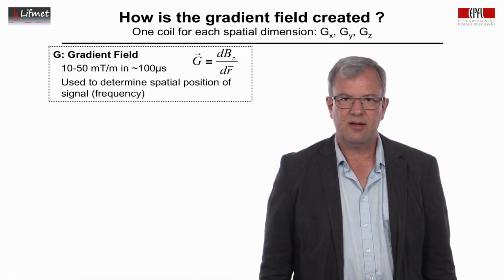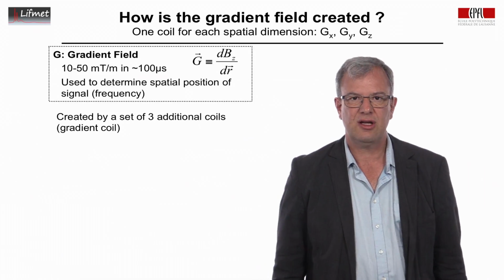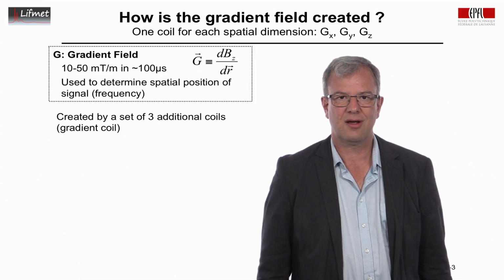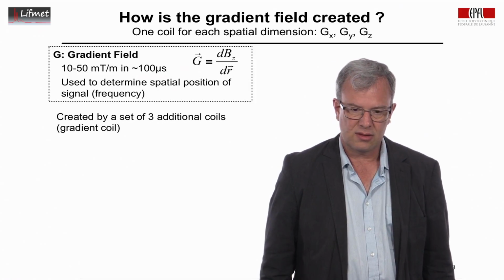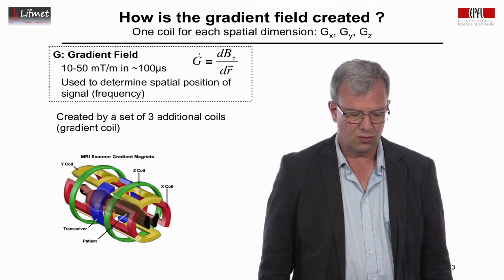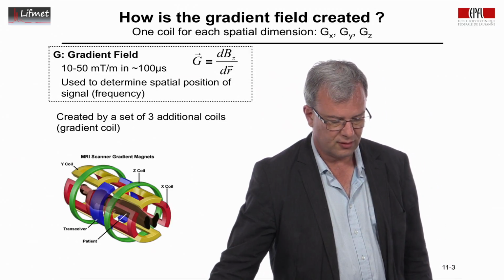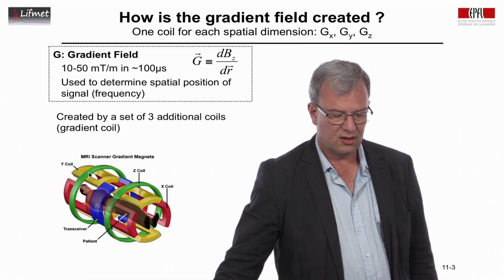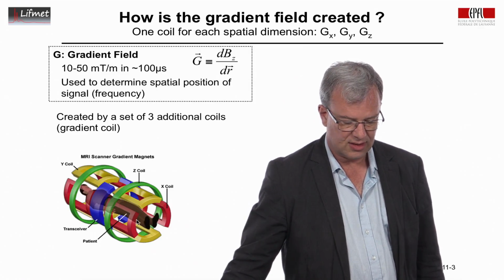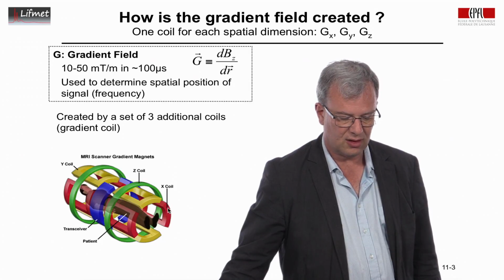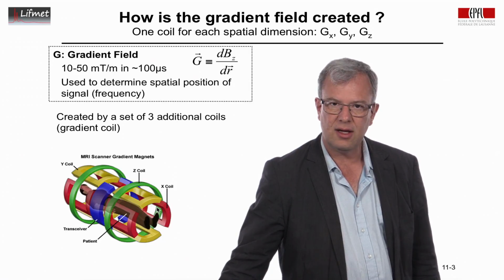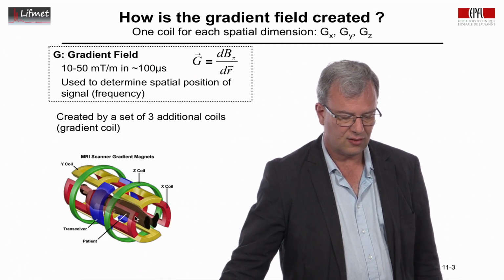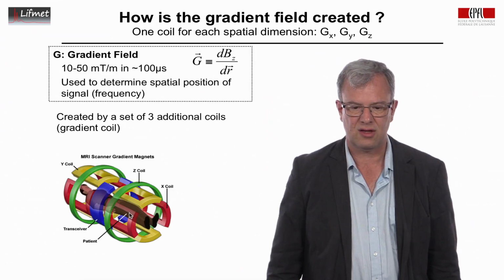So how is this gradient field generated? It is actually generated by a set of 3 additional coils, the so-called gradient coil. These 3 additional coils are put into 1 additional coil, and that's the gradient coil. What we have here in green is the Z coil that produces the linear field in Z, in red a linear variation of BZ along X, and in yellow along Y. In blue you also have the RF coil indicated.